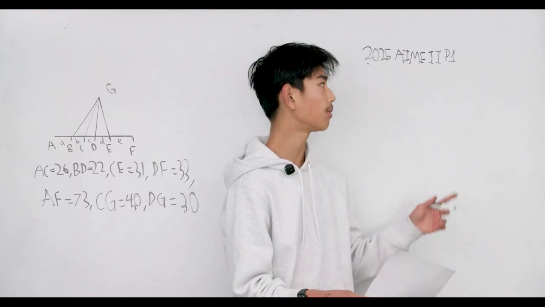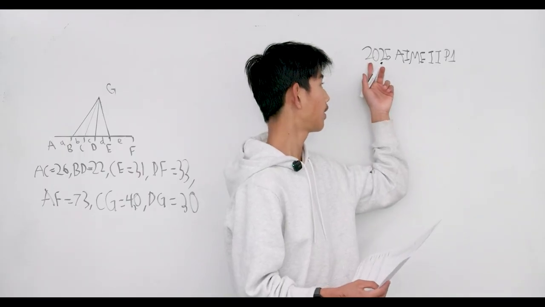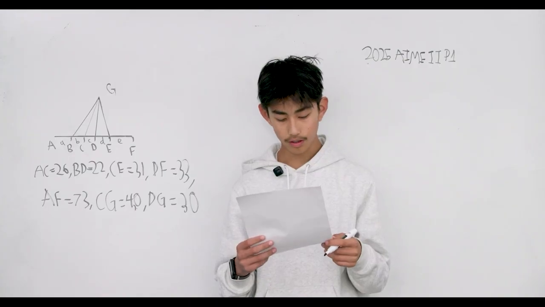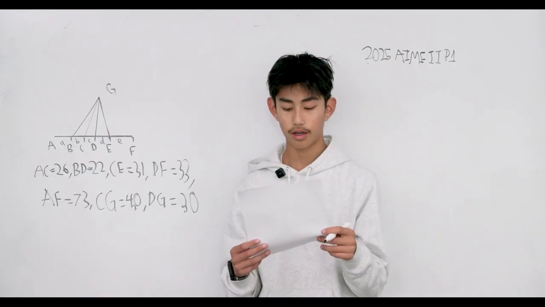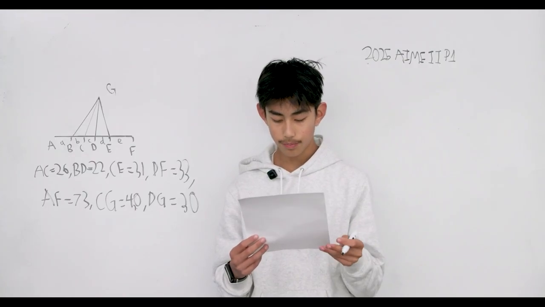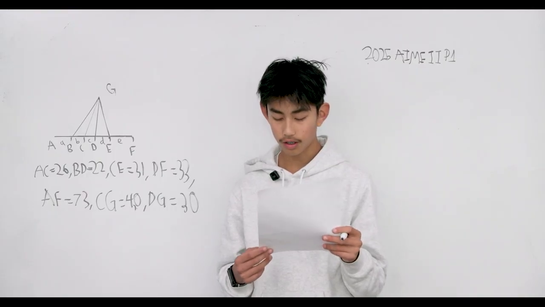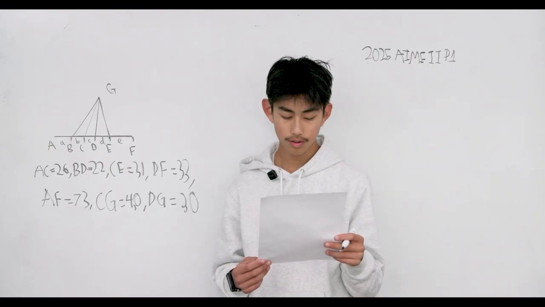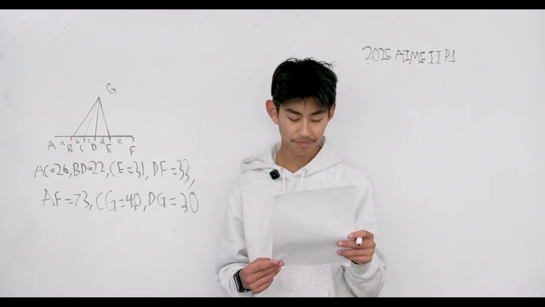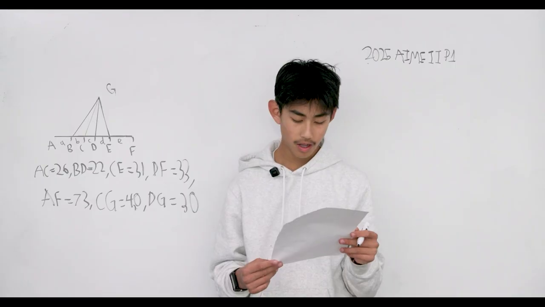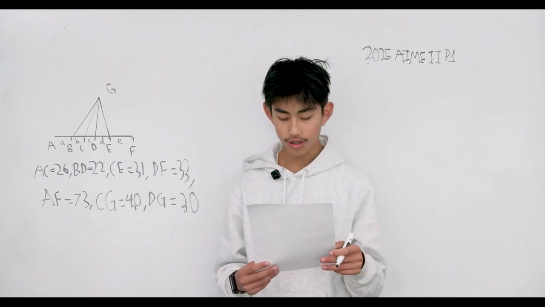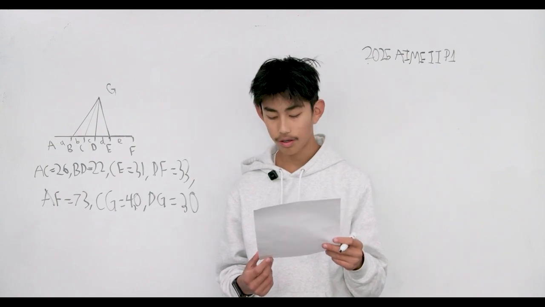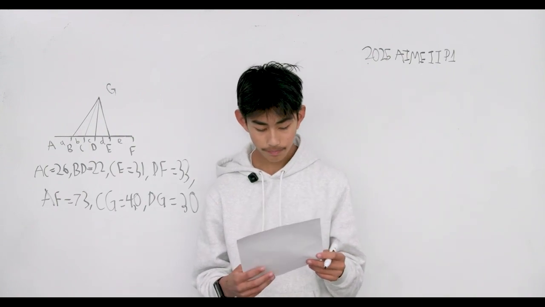We're solving problem 1 from the 2025 AMC 12. Six points A, B, C, D, E, and F lie in a straight line in that order. Suppose that G is a point not on the line and that AC is 26, BD is 22, CE is 31, DF is 33, AF is 73, CG is 40, and DG is 30. Find the area of triangle BGE.